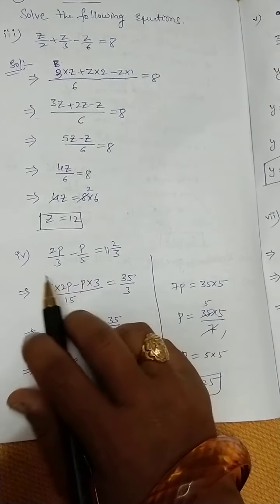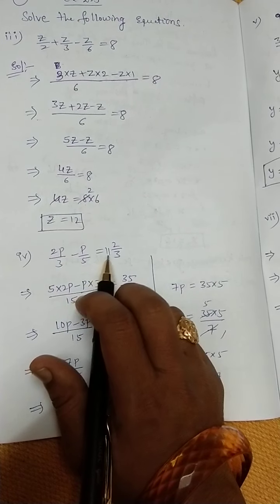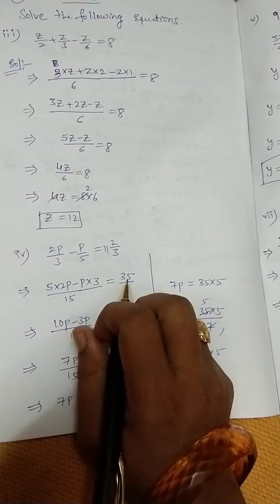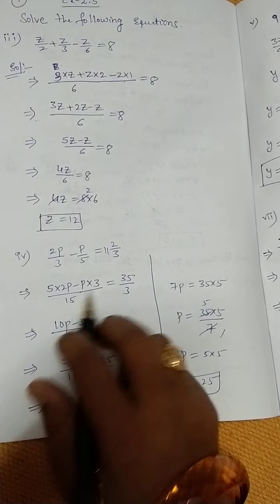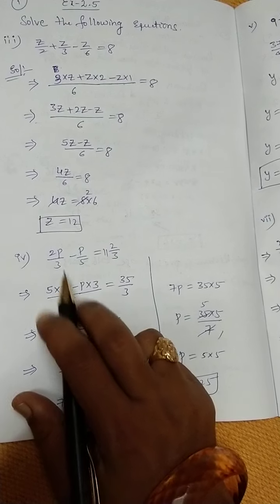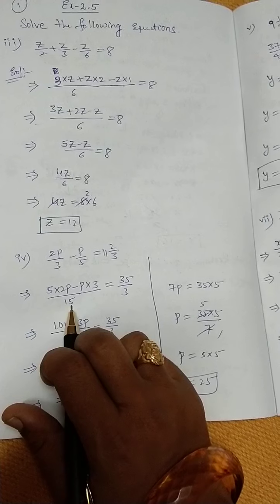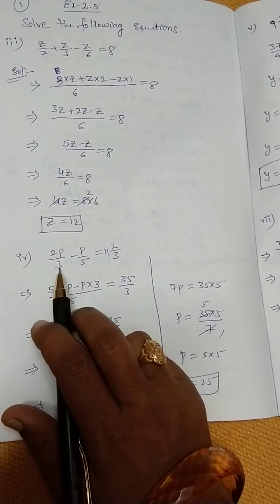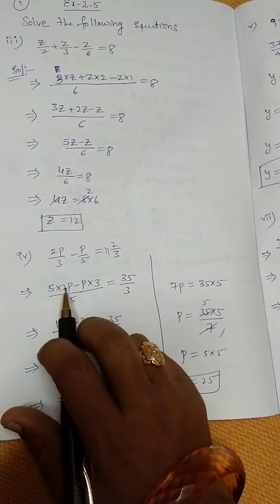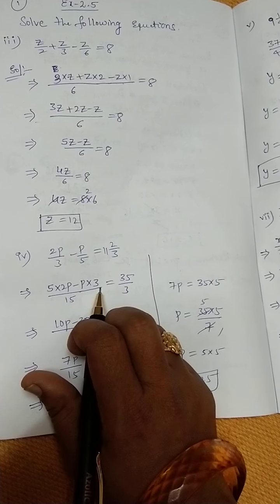Okay, next, the fourth equation: 2p by 3 minus p by 5 is equal to 11 2 by 3. This is a mixed fraction that is given. First we need to convert it into an improper fraction. Here for 3 and 5, the LCM is 15. 3 fives are 15, the common table. Now 3 in 15, 5 times it will go, so 5 into the numerator 2p, minus, here p into 5 in 15, 3 times it will go.